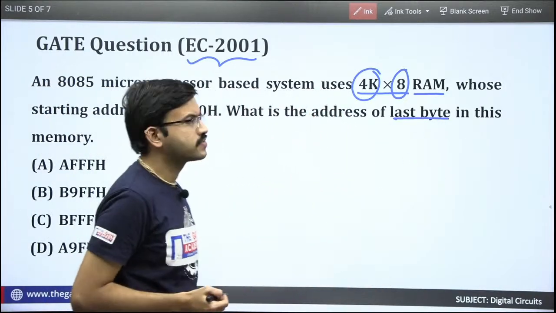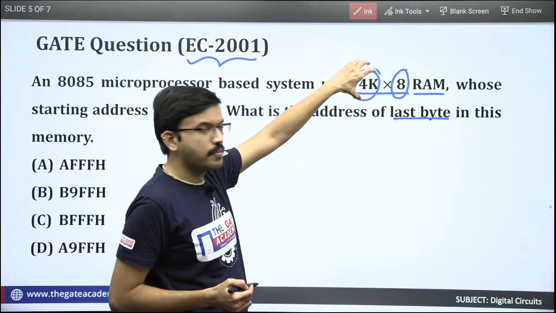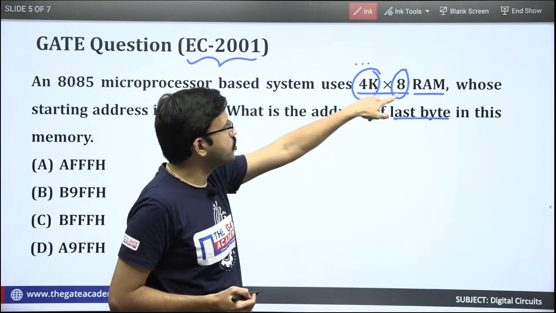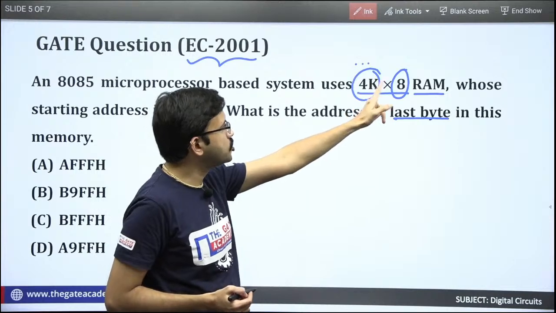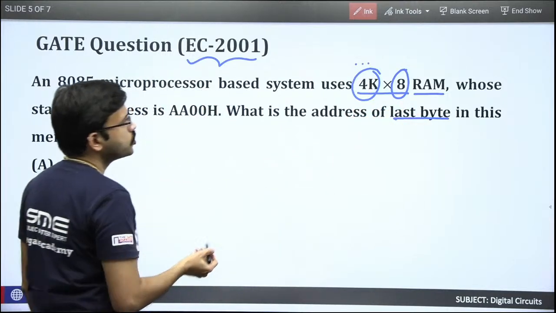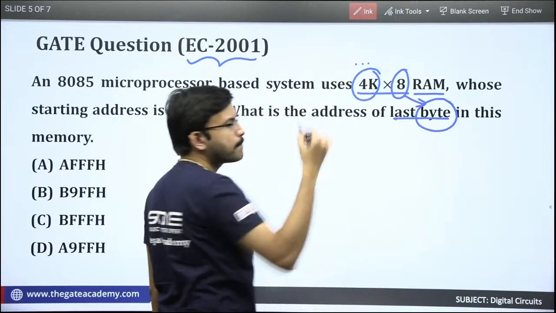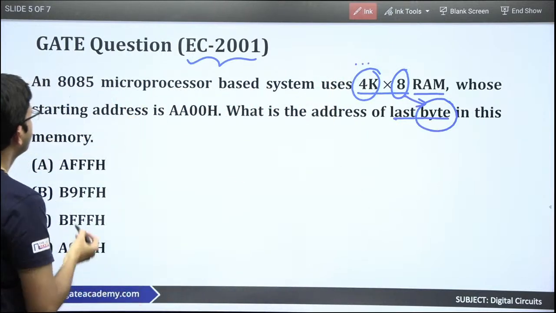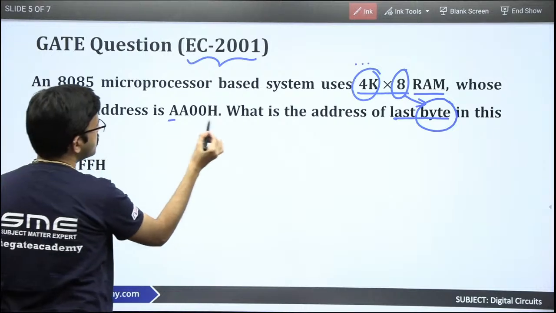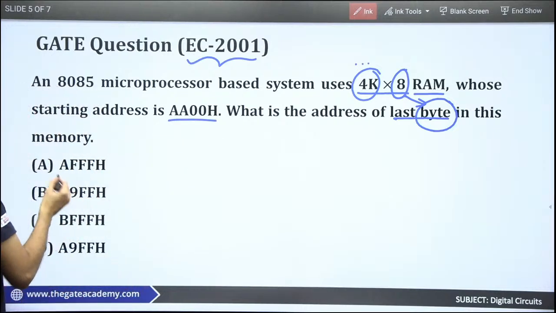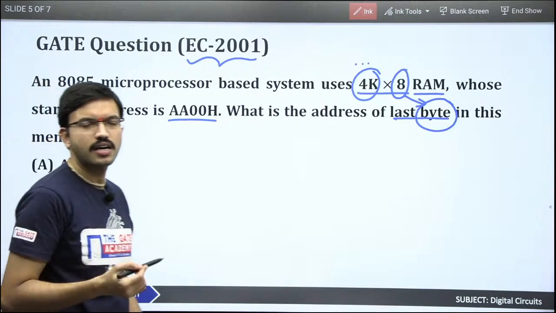If you have any doubt, from here also you will get the clue. Here you have 4K memory locations. In each memory location you are storing 8-bit data. A group of 8 bits is nothing but a byte. In this question they have given the starting address like this, and they are asking what is the ending address or the last address.